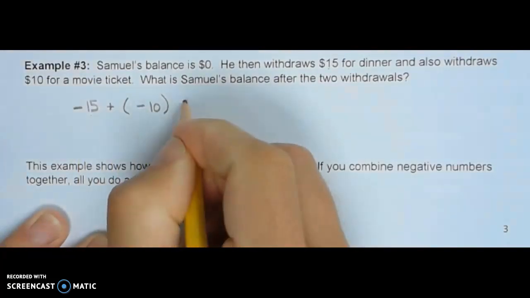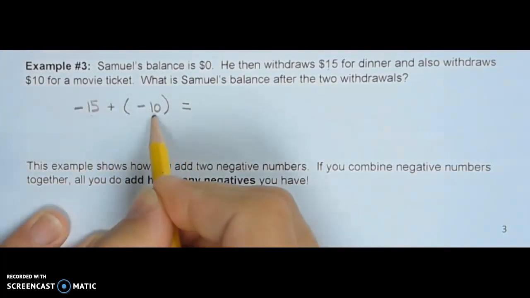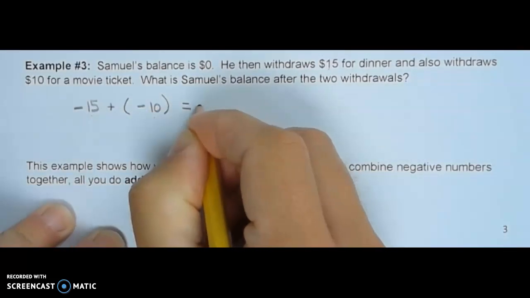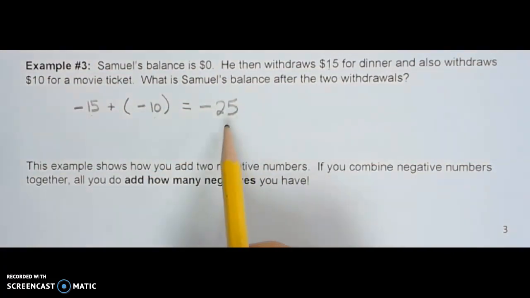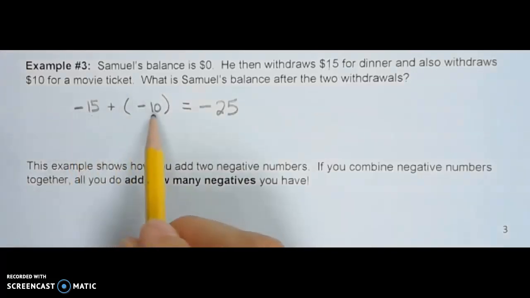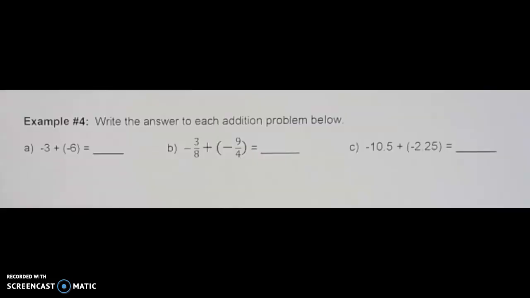So -15 plus -10, what would his balance be? Well, I have 15 negatives, and then I have 10 more negatives, which means I have a total of 25 negatives. Samuel's balance would be represented by the integer negative 25. This example shows how you add two negative numbers. If you combine negative numbers together, all you do is add how many negatives you have. We have 15 negatives here, we have 10 negatives here. 15 plus 10 is 25, so we have a total of 25 negatives.